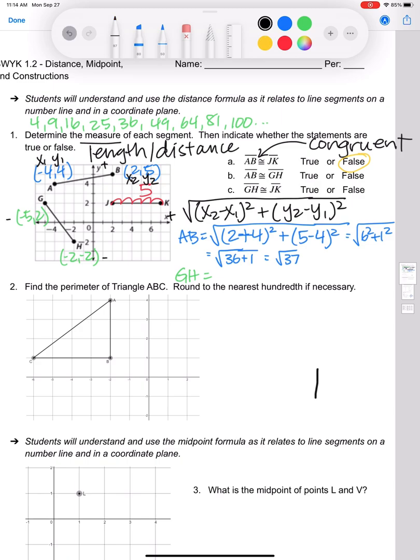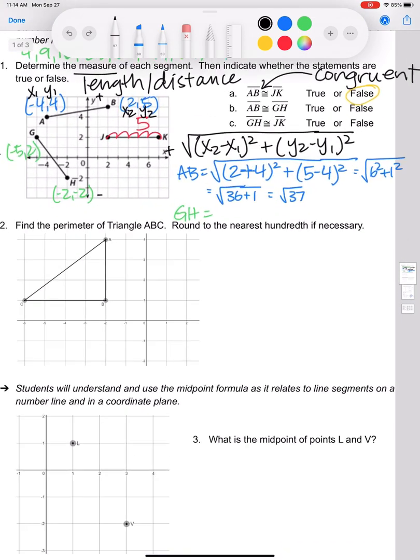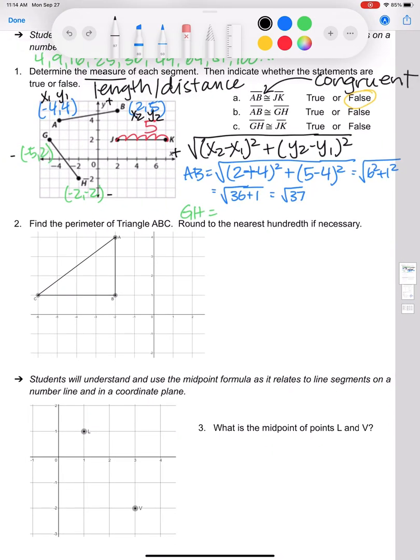Feel free to fast forward in this video whenever you need to get to the problem with the help that you need. So we're going to be finding the perimeter of triangle ABC, rounding to the nearest hundredth if necessary. We are using a very similar process to what we did in the last problem. If there is a vertical or horizontal line, we can count it. If it's diagonal, we cannot.